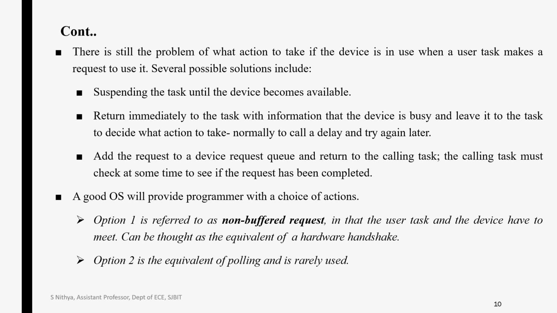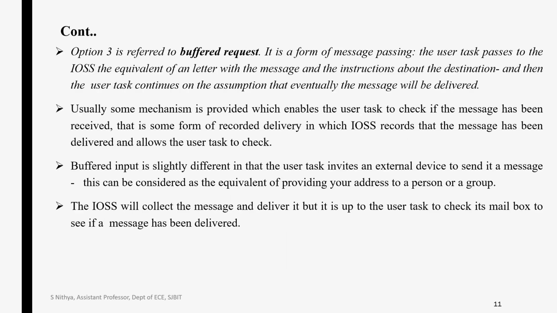A good OS will provide a programmer with a choice of actions. Option 1 is referred to as a non-buffered request, in which the user task and the device have to meet, which can be thought of as the equivalent of hardware handshaking. Option 2 is nothing but the equivalent of polling, and is rarely used. Option 3, which is represented here, is the buffered request, which is in the form of message passing.